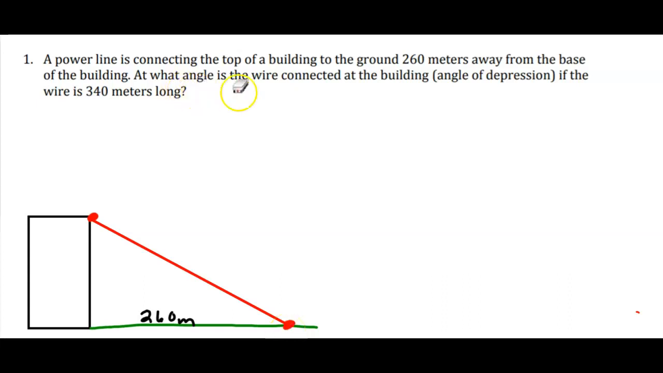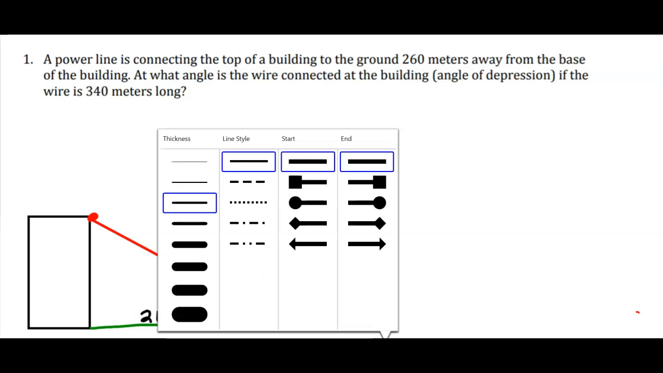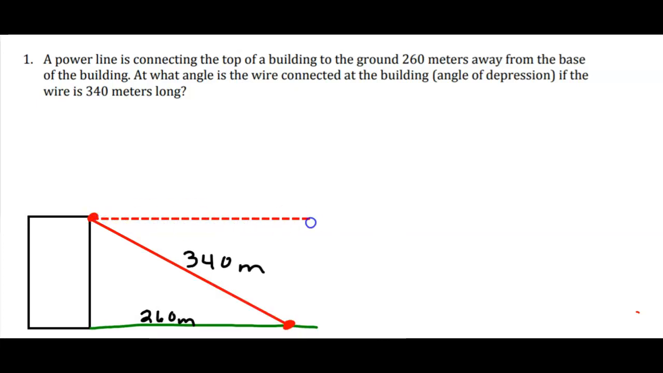At what angle is the wire connected at the building? So your angle of depression, if the wire is 340 meters long, so the wire itself is 340 meters long. What's the angle of depression? Well, if you think about the horizontal here, your angle of depression is going to be this angle right here. So this is the theta that you're actually looking for. But as you can see, that's outside this triangle.